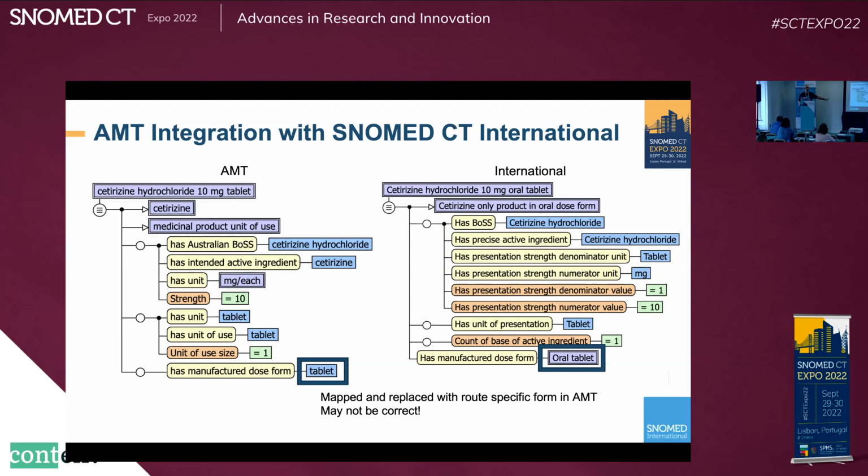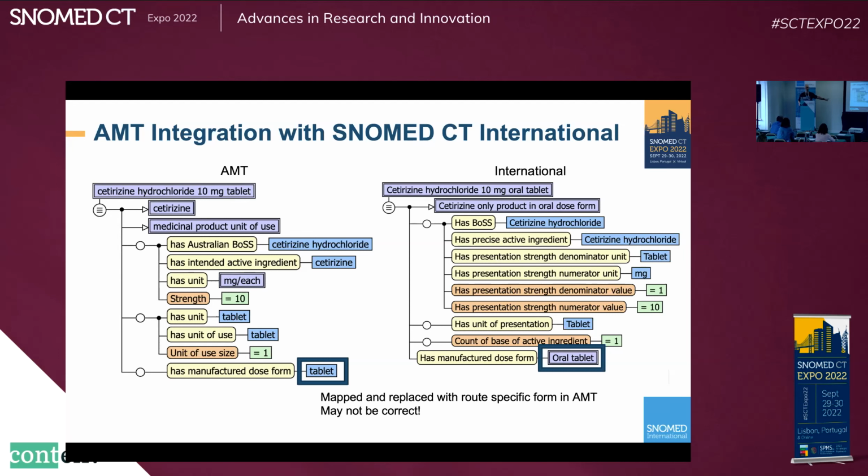So this is what the equivalent bit of ECL looks like for AMT. And you can see here that it's not greatly dissimilar. It's saying that it's an active ingredient of paracetamol with a BOSS of paracetamol and a strength of 500. In this case, it's a composite unit saying milligrams per thing.